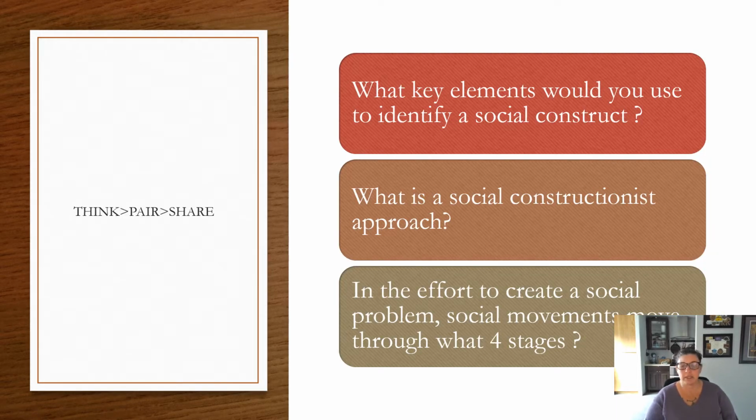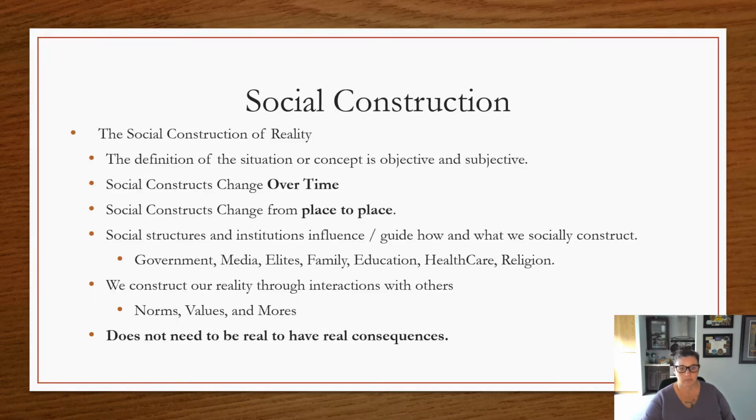So our think, pair, share for today is what are the key elements that you would use to identify if something is a social construct? There are a particular set of rules here. What is a social constructionist approach? And in the effort to create something as a social problem, social movements move through 4 stages. What are those 4 stages?